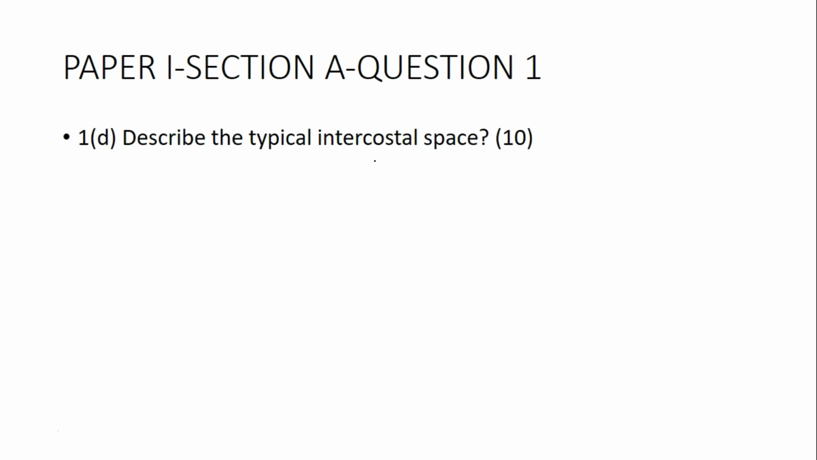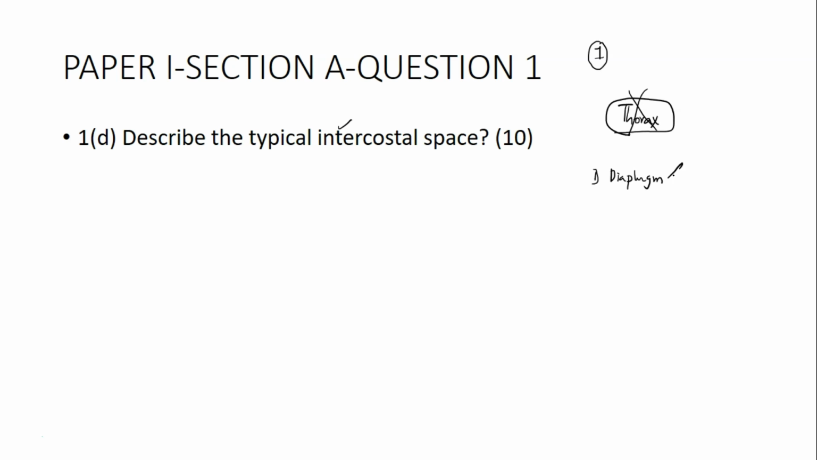Now, this is kind of an out of the box question. In the whole 2021 paper, only one question is unpredictable. That is this question. Describe the typical intercostal space. Now, from the anatomy syllabus point of view, nothing is mentioned about thorax. So thorax is not in the syllabus per se. Only upper limb, lower limb were there, joints were there, and also abdominal organs are there. But one aspect is there, that is applied anatomy of diaphragm.